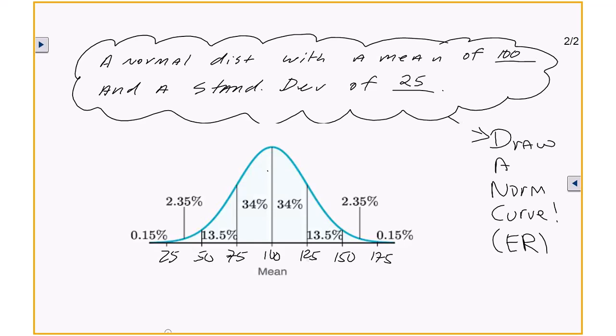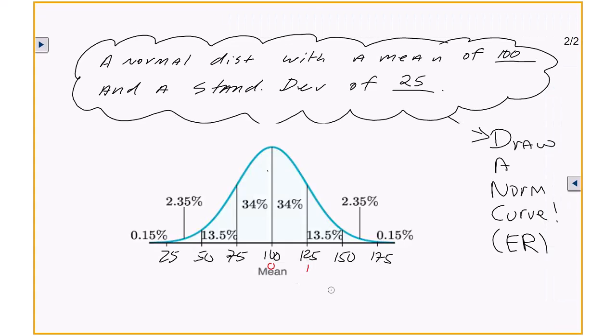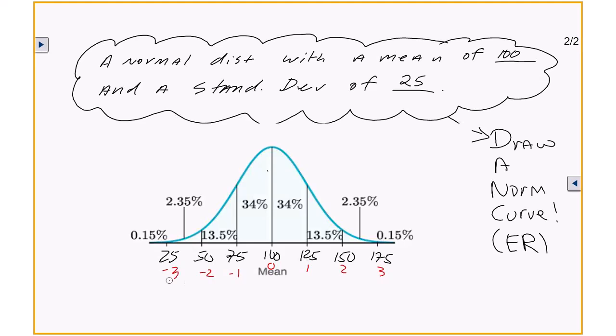Now, I'm going to put the big numbers there. Now I'm going to write the Z numbers in red: 0, 1, 2, 3, negative 1, negative 2, negative 3.